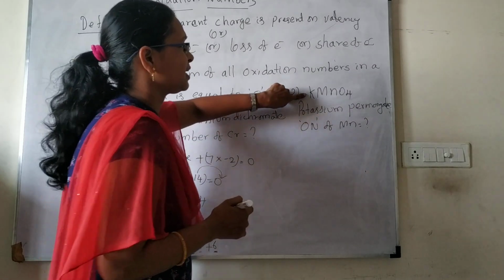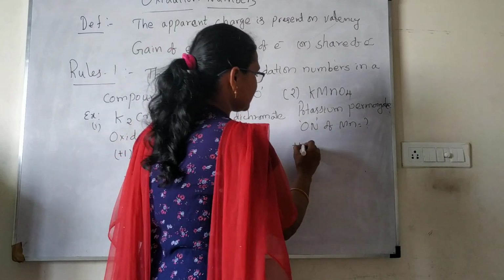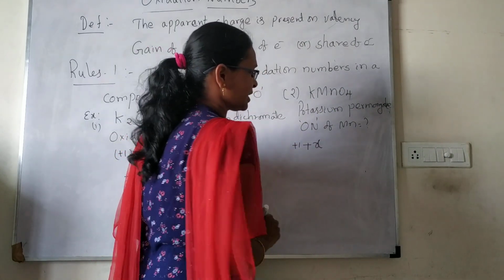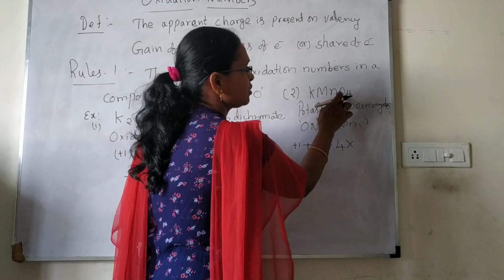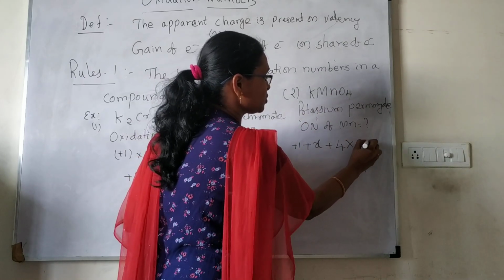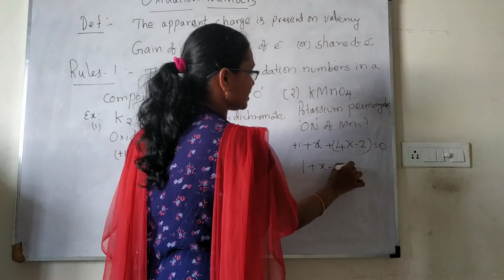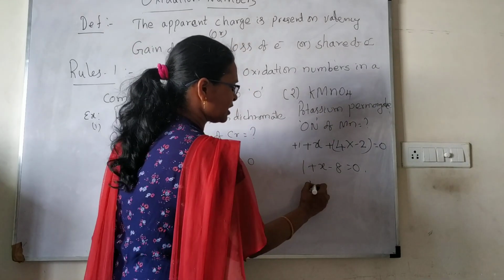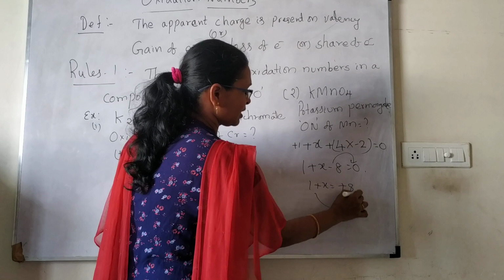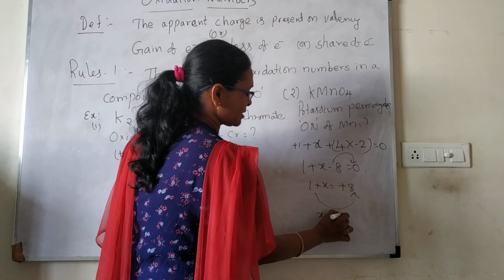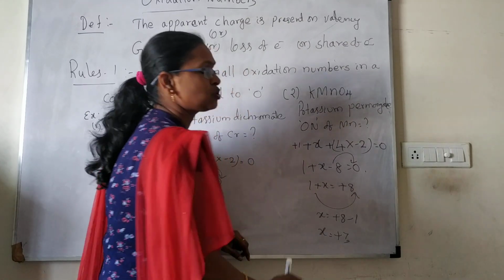Now what elements are here? Potassium, which we just discussed, has oxidation number plus 1, plus manganese, which we don't know, so I am taking it as x, plus the atomicity of oxygen, which is 4, into the oxidation number of oxygen, minus 2, is equal to 0. So 1 plus x minus 8 is equal to 0. By transposition, the 8 comes to this side, so x is equal to plus 8 minus 1. So x is equal to plus 7.